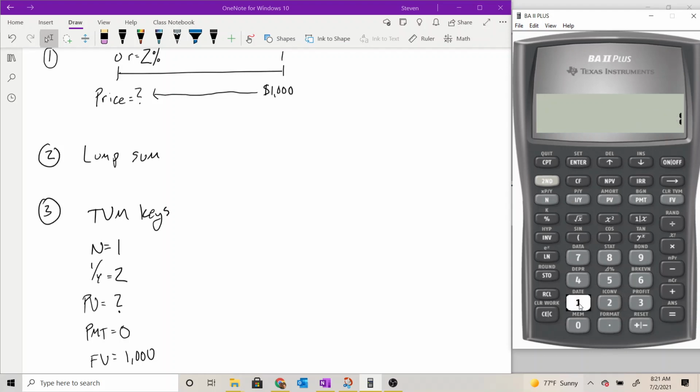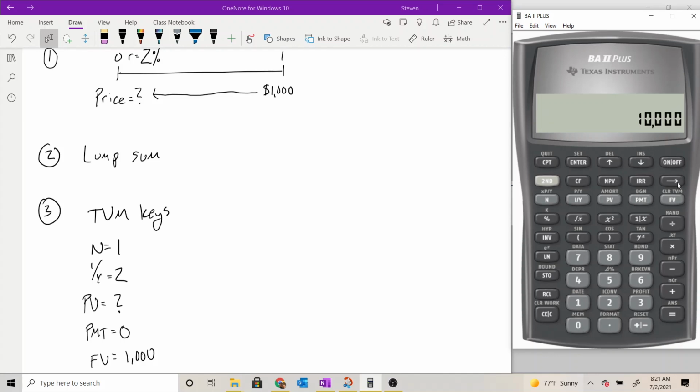N is 1, so I'll type 1 and press N to store it. I/Y is 2, so I'll press the 2 key, and then I/Y to store it. Present value is what we're looking for, so I'm going to skip over that for now. Payment is 0, which it should already have recorded there when we cleared it out, but just in case, I'm going to go ahead and record a 0 there to be sure. And then future value is $1,000.